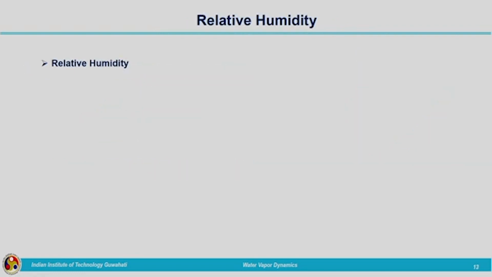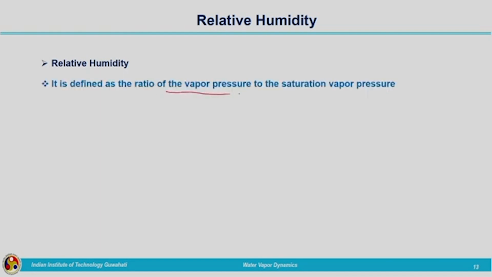Next is the relative humidity. Relative humidity, from the name itself it is clear, it is something where we are talking about some relative perspective. It is defined as the ratio of vapor pressure to the saturation vapor pressure. We know what is meant by vapor pressure, we know what is meant by saturation vapor pressure. So, relative humidity is the ratio of the vapor pressure to the saturation vapor pressure. We are representing relative humidity by the notation RH, RH is given by E divided by ES.